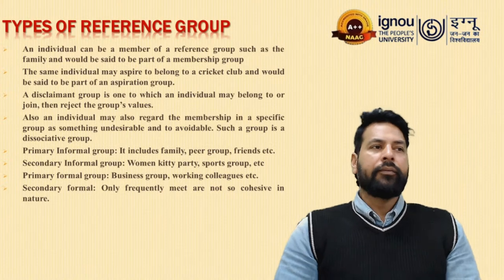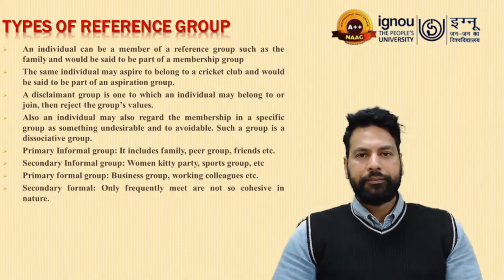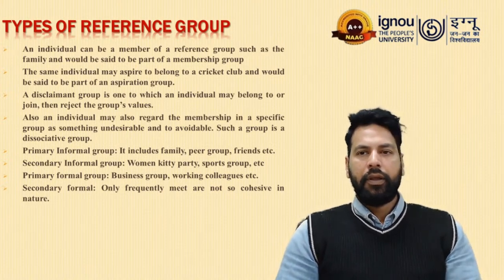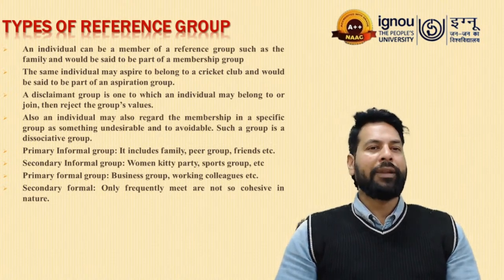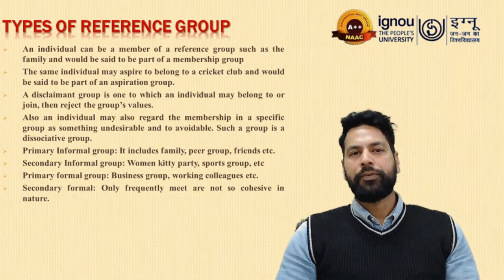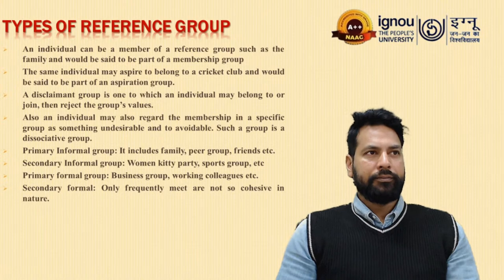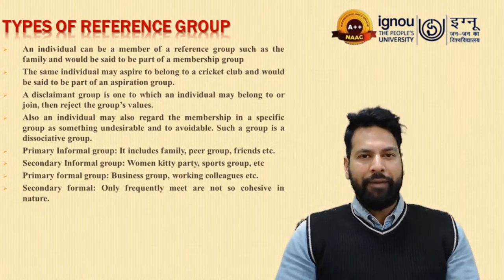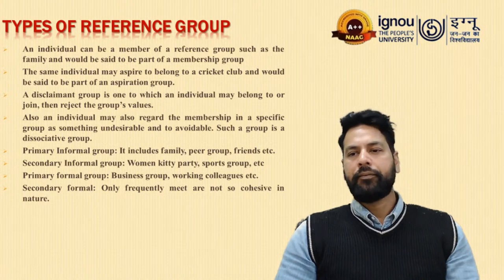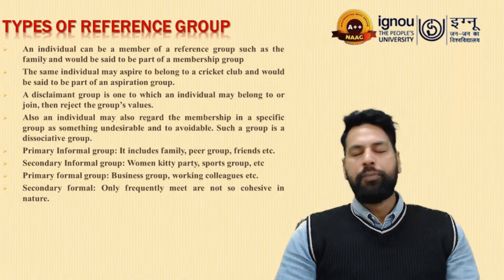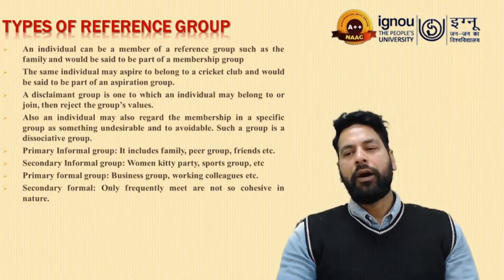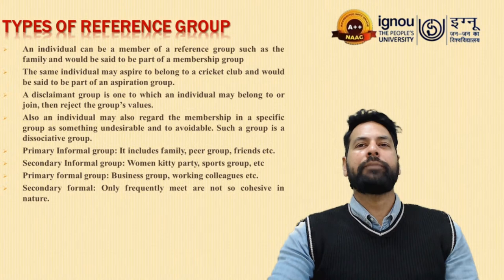What it says: an individual can be a member of a reference group, such as the family, which would be said to be a part of the membership group. Now I am born, so obviously I would be having a family. I am related to the family through blood, so I become a member automatically, and that becomes my membership group.